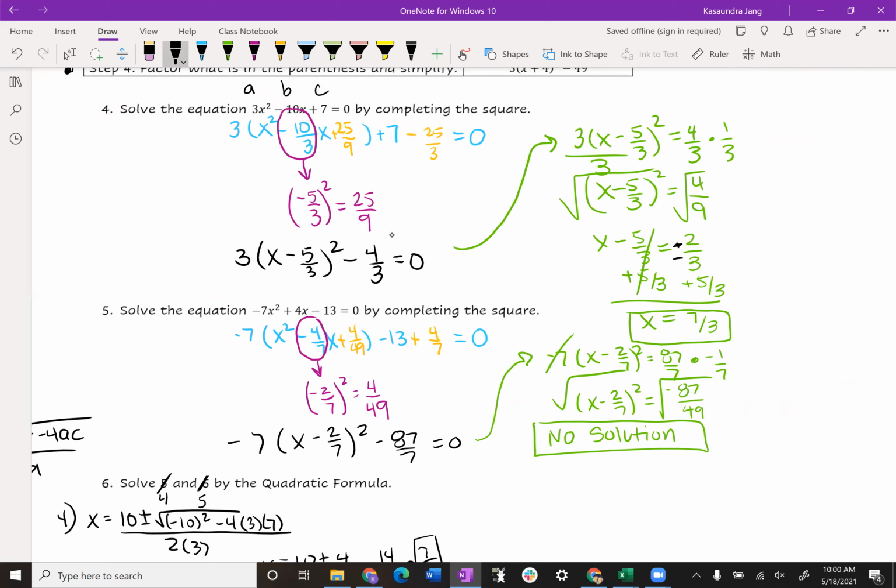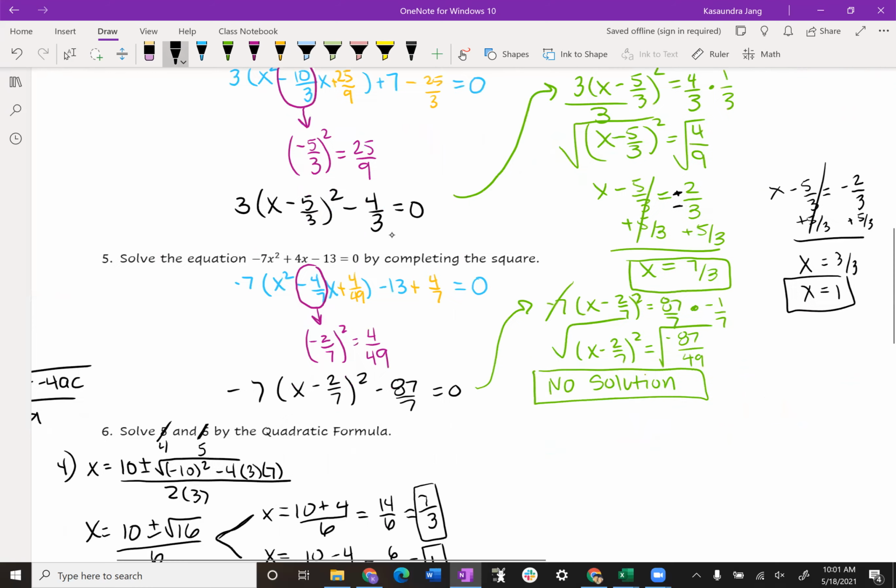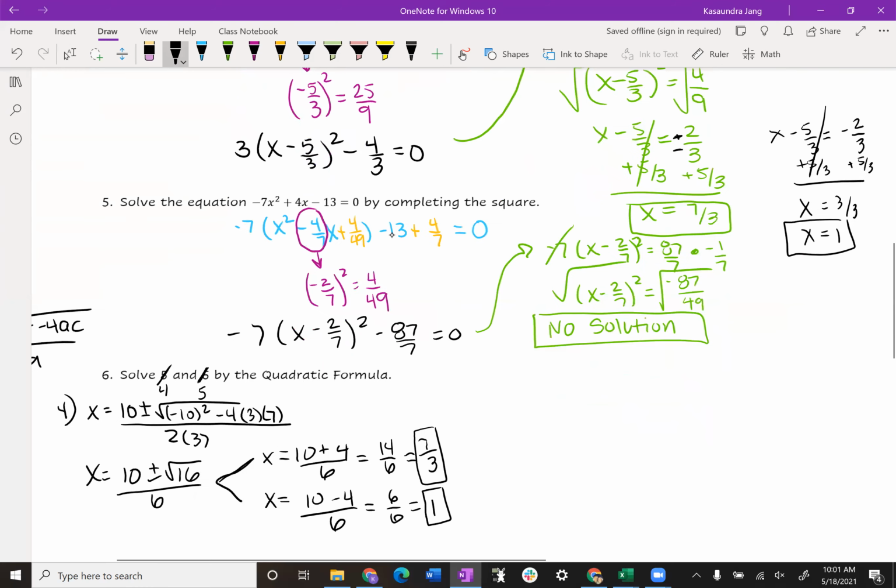If I treat this like a negative 2/3, all right, so I add my 5/3 over. All right, so then negative 2/3 and positive 5/3, negative 2 plus 5 is a positive 3, so I got positive 3/3, which is 1. So there is the second answer we were going for, the 7/3 and the 1.